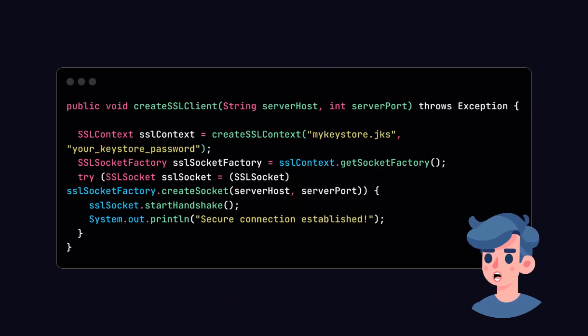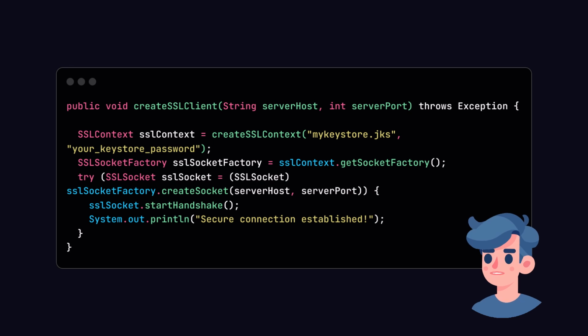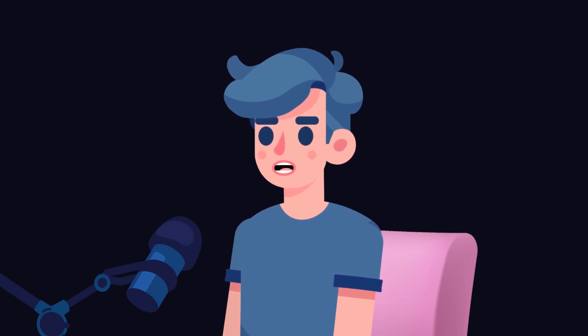Now, we can establish an SSL connection whether we want to create a server or a client. Let's implement a simple SSL client that connects to a secure server using the SSL context we just created. In this method, we create an SSL socket from the SSL socket factory, then initiate the handshake. This is where the SSL/TLS protocol exchanges keys and verifies the certificates for secure communication.